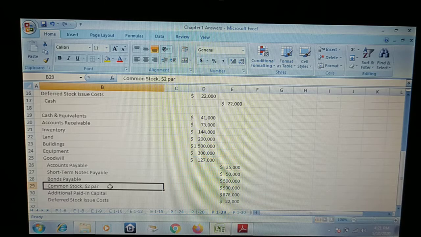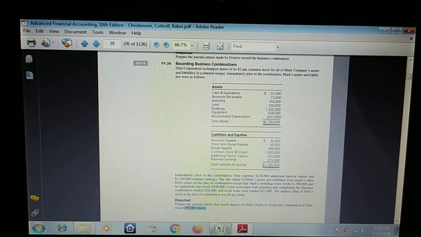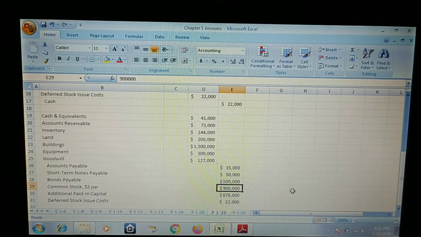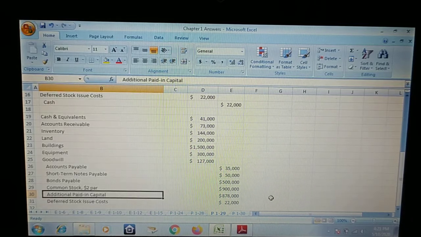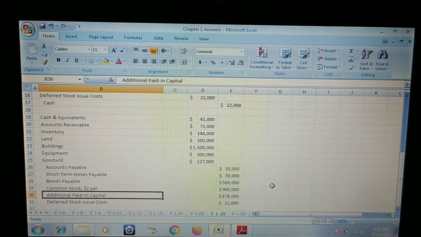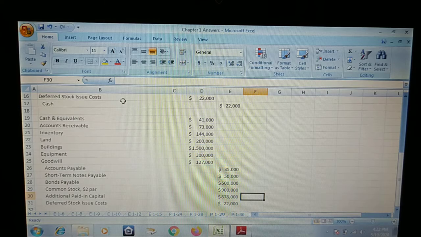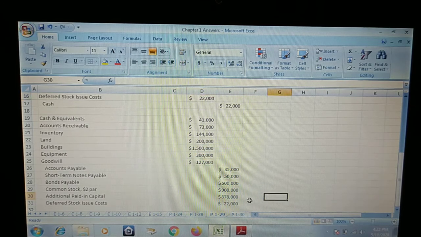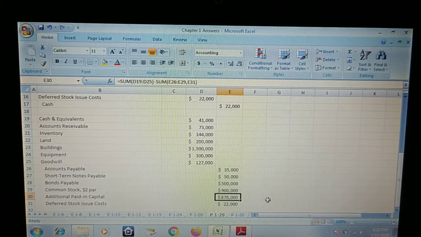Then the common stock is $2 par. So $2 times 450,000 shares, we get $900,000. And then the additional paid-in capital is supposed to be $900,000 also, because the market value is $4 and the par value is $2. So there's an excess of $2 times 450,000 shares, we get $900,000. Remember, we have deferred stock issue costs. So $900,000 minus $22,000, we will get $878,000.